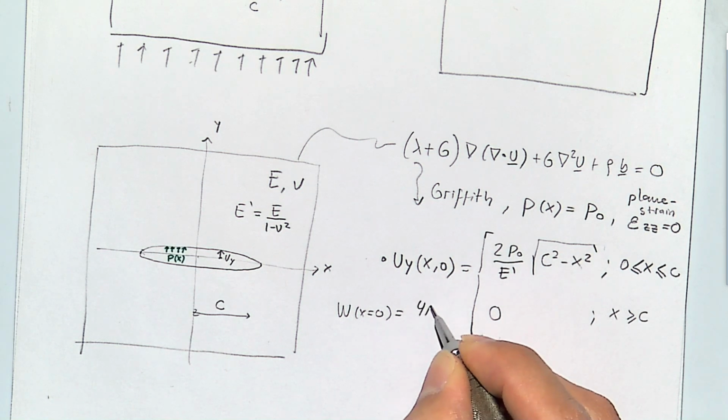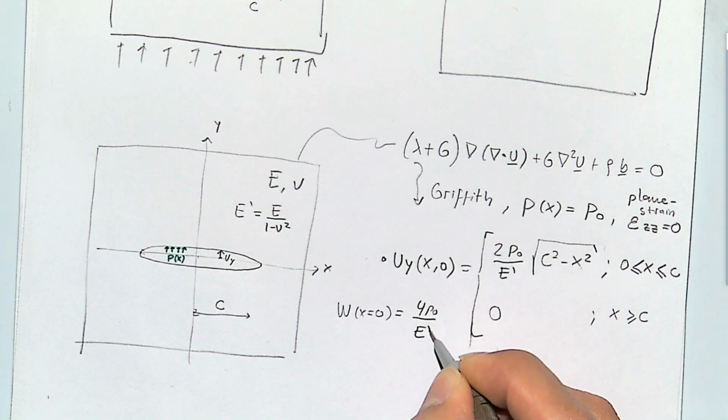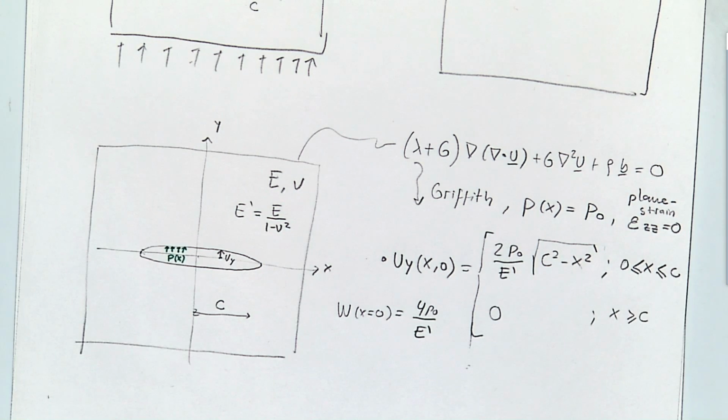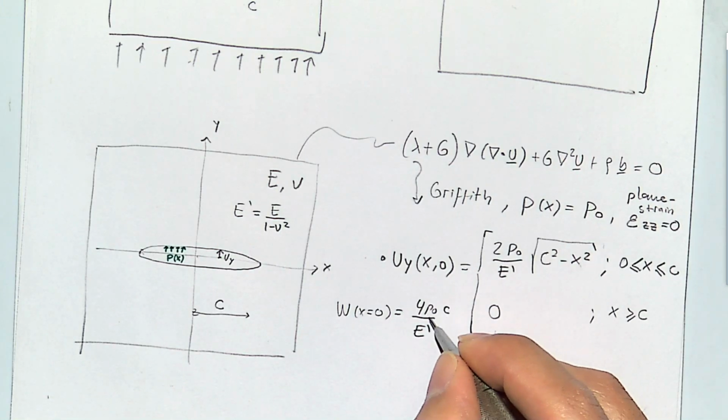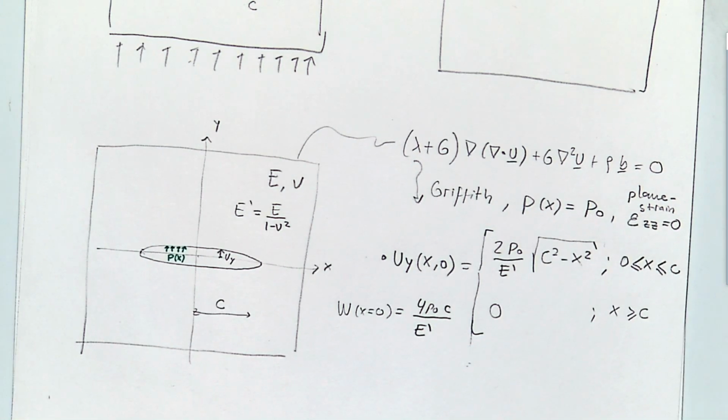4 divided by E. So that's the maximum width. C times C. Okay, so that's the answer.